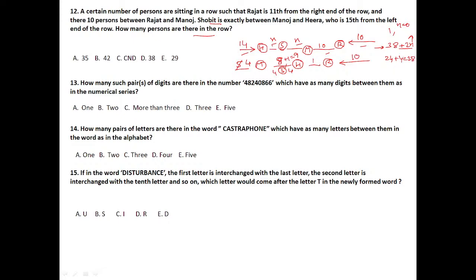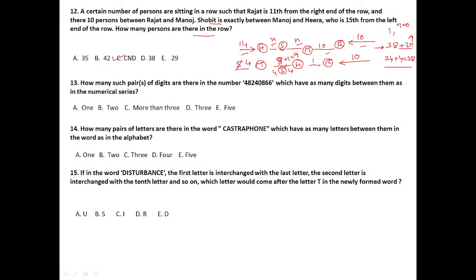Okay. But again I am saying that this is only a possibility. You cannot confirm what the exact number of persons seated in a row is. So that's why the answer to this question is option C, that is, can't be determined. C and D are the options. Option C is the answer here.